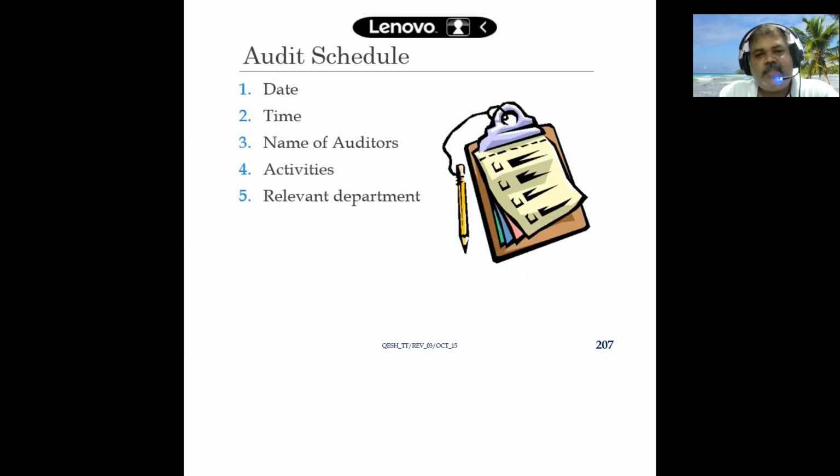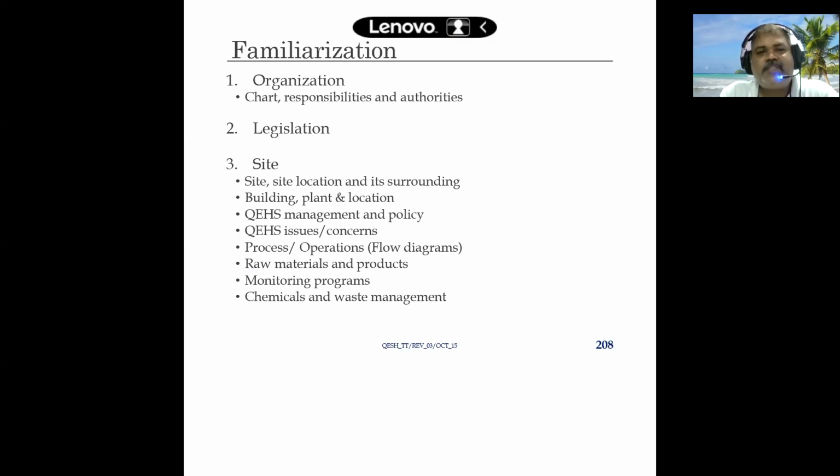Okay, audit schedule, this one is straightforward: date, time, names of auditors and related activities. Then familiarization. When you do an audit, you may check the charge and responsibility, the authorities who will oversee the process, those things. Then your legislation, look at the legislation also. For the process, they may check what the legislation is. Let's say these guys are working at height, so you must look based on the regulations for work at height, right?